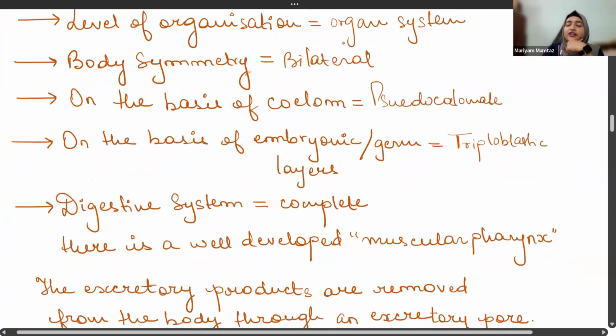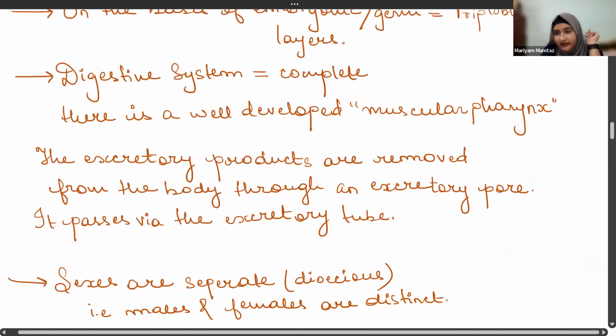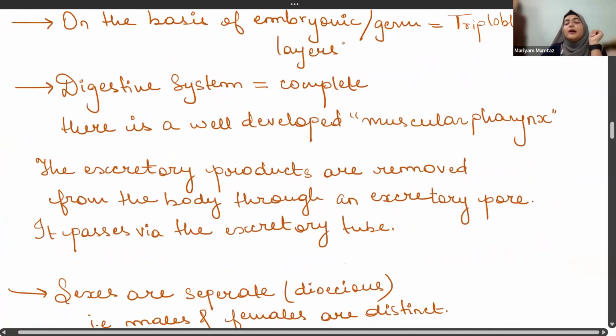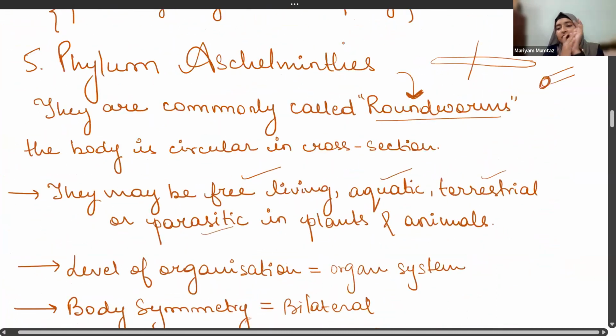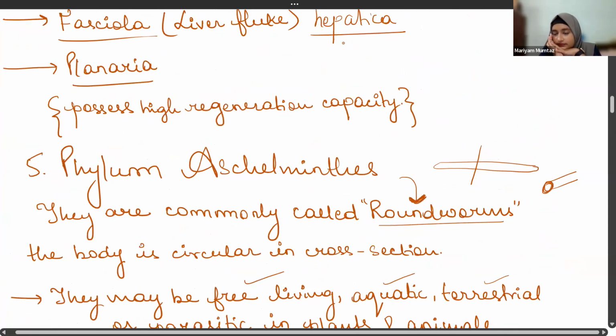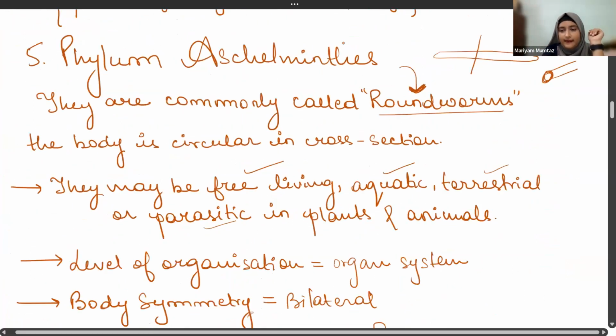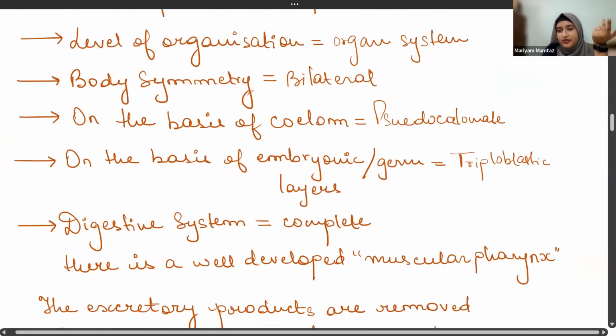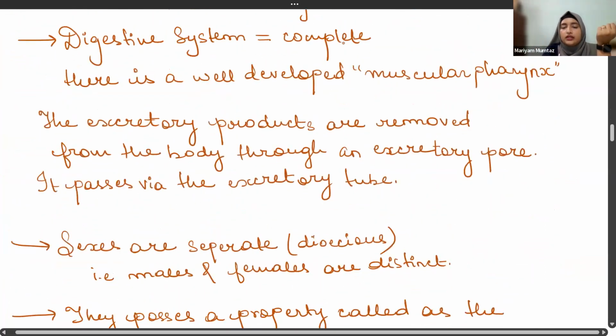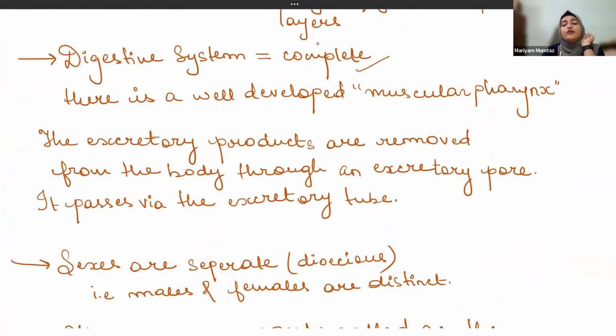Now, since they are organ system level, look at this. They have a complete digestive system. Come on, tell me the meaning of complete digestive system. Look at the screen and tell me. They have a mouth and an anus, 2 separate openings used for the process they are supposed to be used for. So the digestive system is complete, meaning they have 2 separate openings. One is for eating, one is for excreting. Then there is a well-developed muscular pharynx. Okay, a muscular pharynx is there.